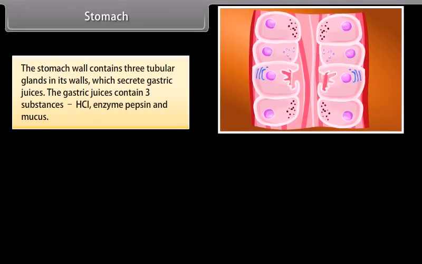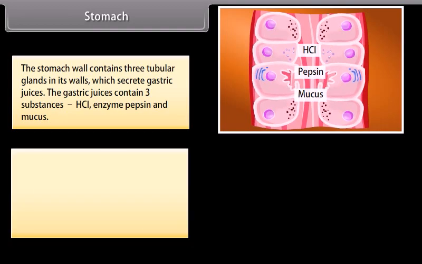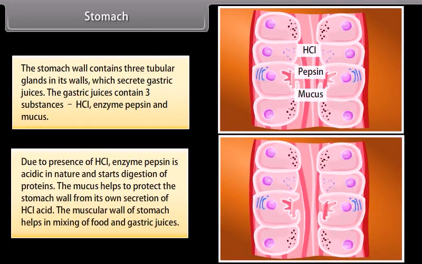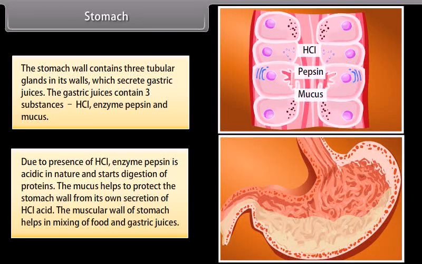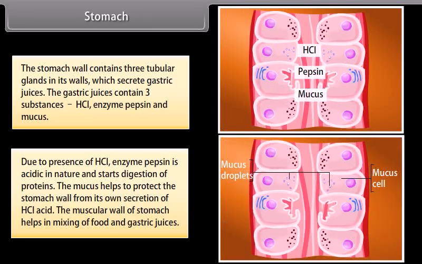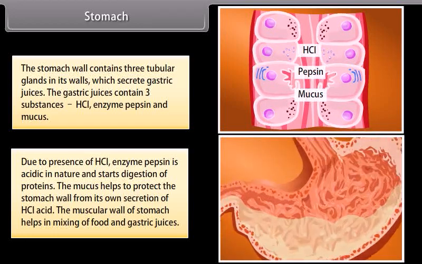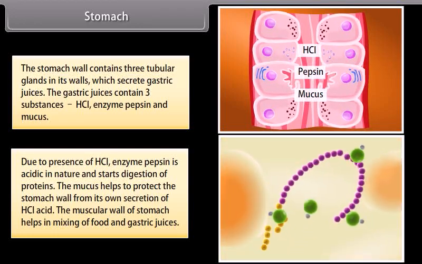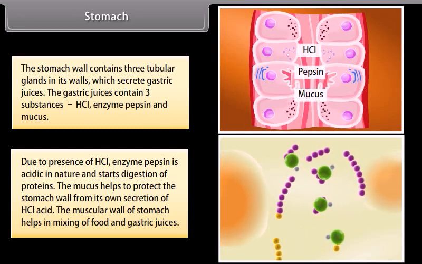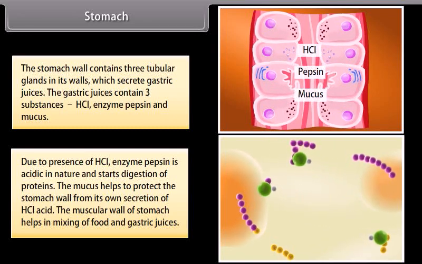The stomach wall contains 3 tubular glands in its walls, which secrete gastric juices. The gastric juices contain 3 substances, HCl, enzyme pepsin, and mucus. Due to presence of HCl, enzyme pepsin is acidic in nature and starts digestion of proteins. The mucus helps to protect the stomach wall from its own secretion of HCl acid. The muscular wall of stomach helps in mixing of food and gastric juices.